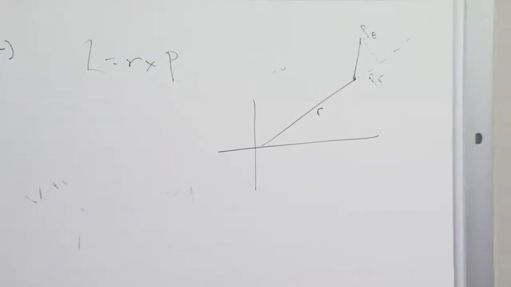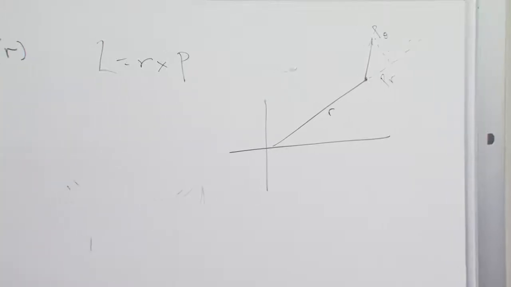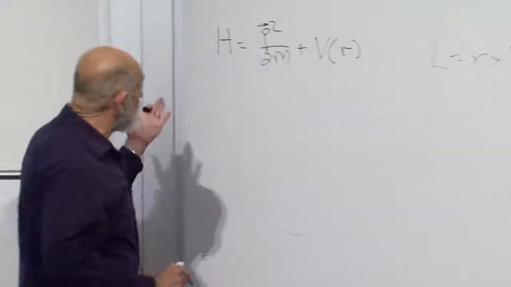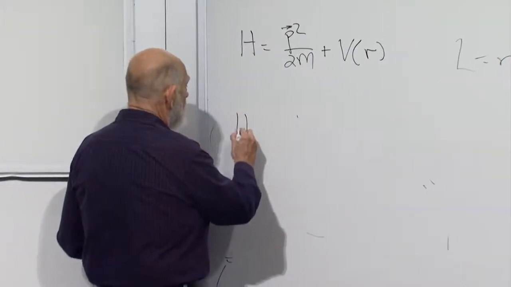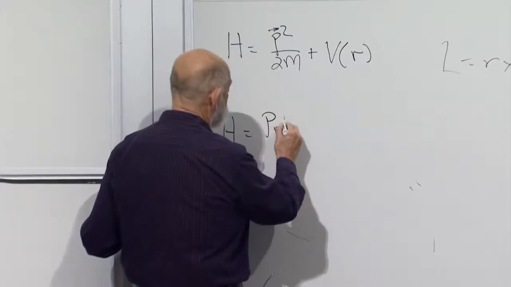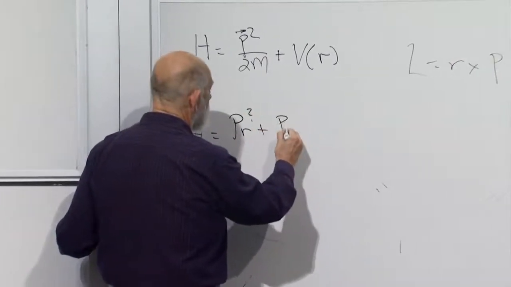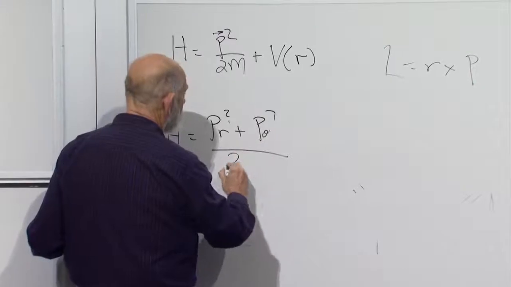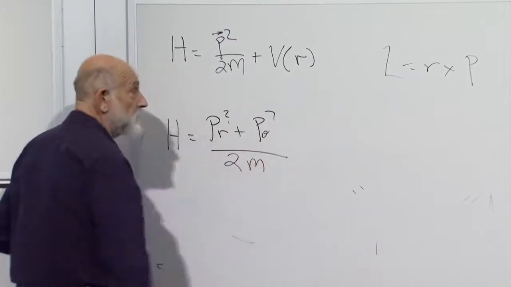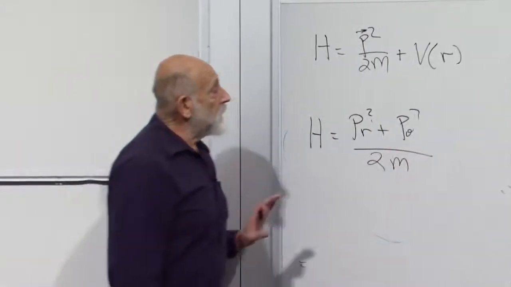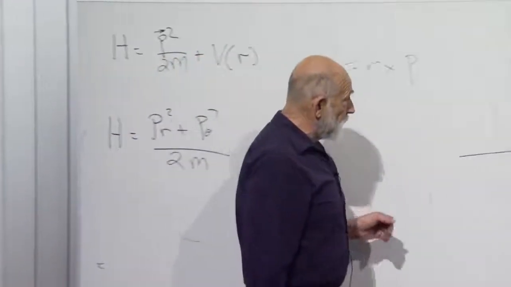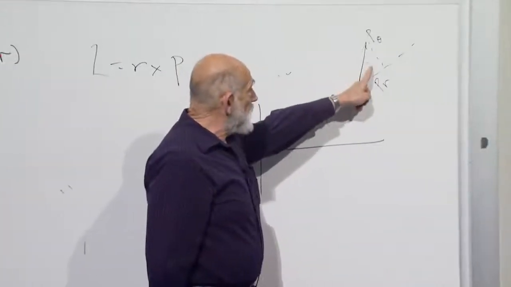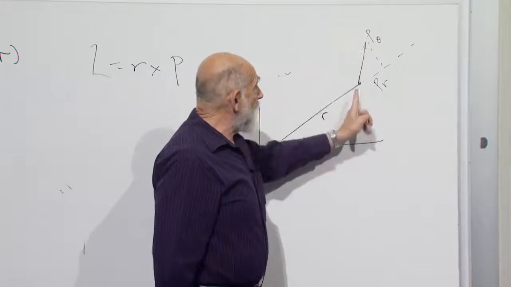What about p squared? P squared is the sum of the squares of both of them. So H is p r squared plus p theta squared over 2m. And that's it. But what about the angular momentum, the magnitude of the angular momentum? The magnitude of the angular momentum is p theta times r.